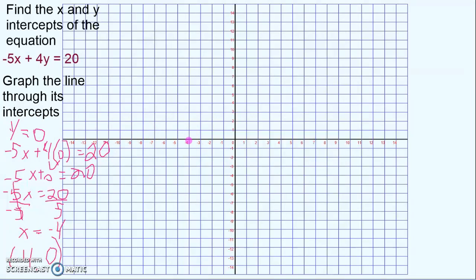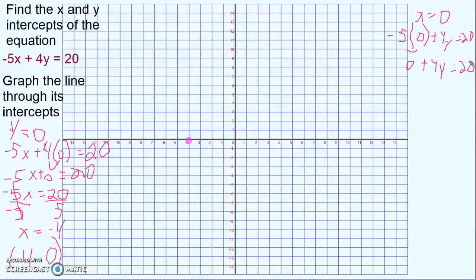Now we solved for the x-intercept, but now we need to solve for the y-intercept. And remember that the y-intercept is when x equals 0. So we're going to do the same thing, plugging 0 in for x in the original equation. So we start with negative 5 times 0 plus 4y is equal to 20. And so now we're going to start with this multiplication here. We have negative 5 times 0, which is 0. So I have 0 plus 4y, which is equal to 20.